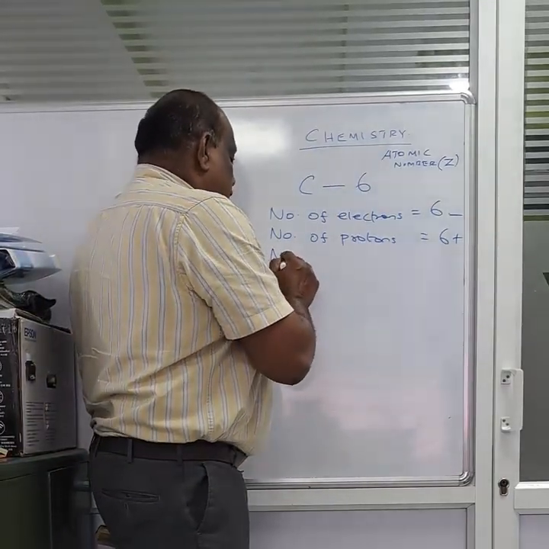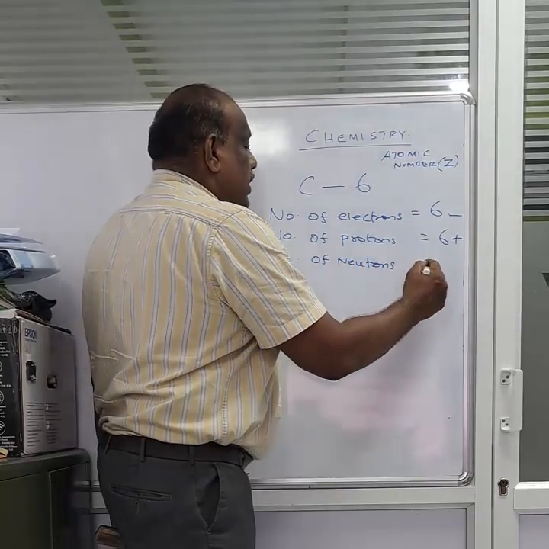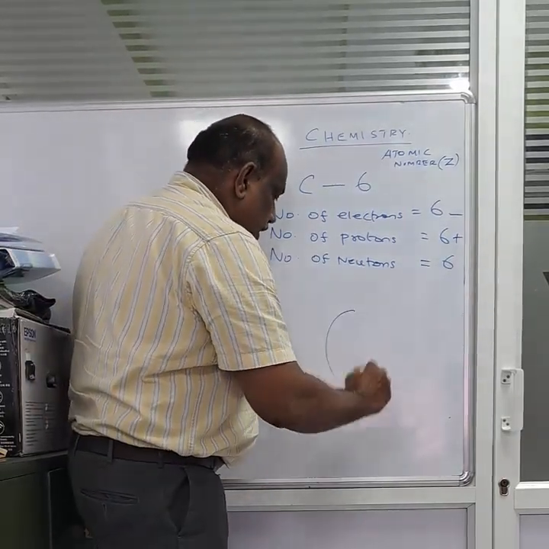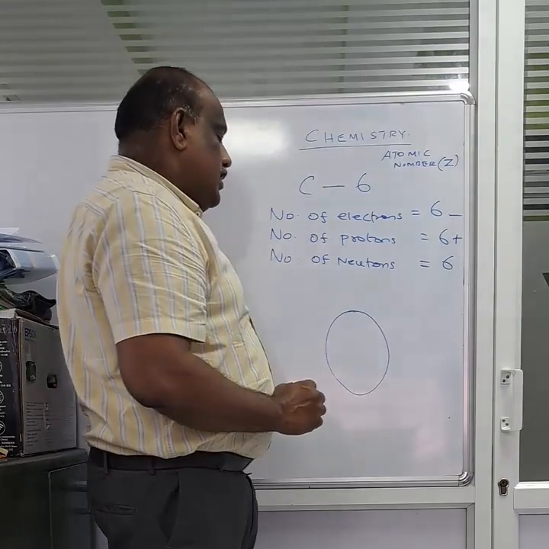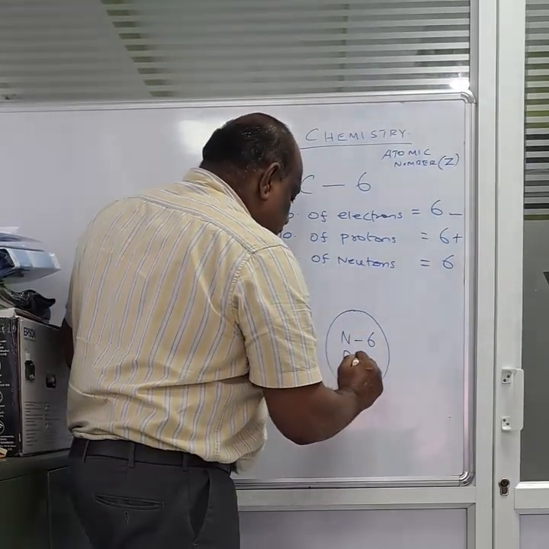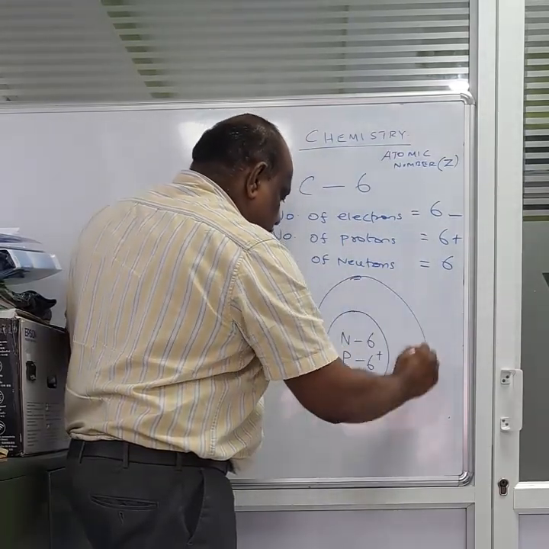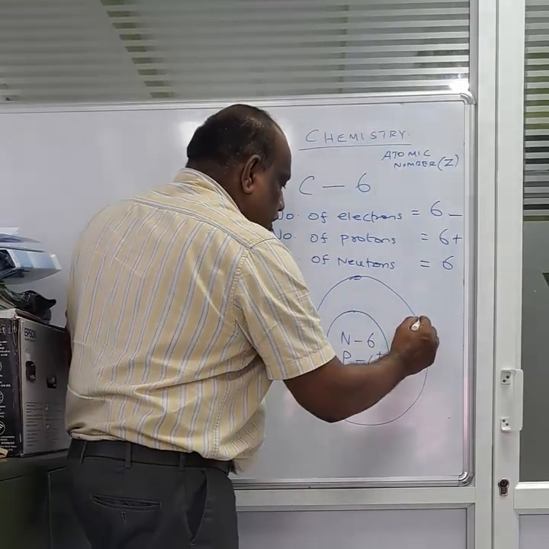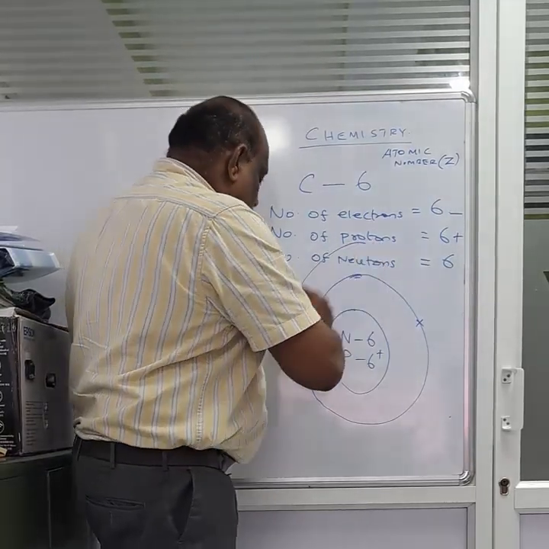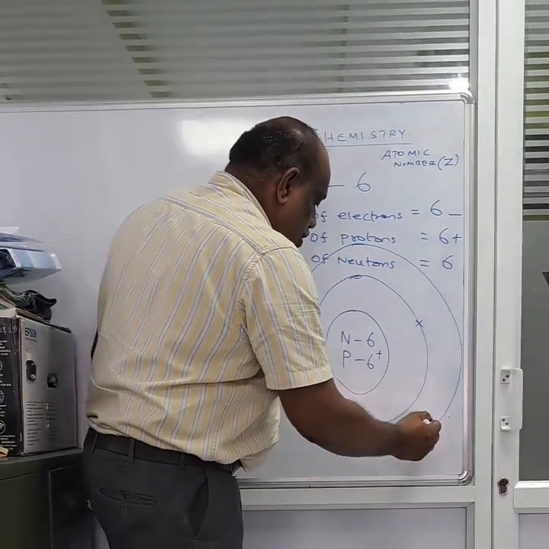Let us say the number of neutrons in the case of carbon is also 6. So I can put it like this. The nucleus will have the neutrons and protons: neutrons 6, protons 6. And coming to the electrons, the first orbit can hold only 2 electrons. In the next orbit, it can hold 4 more electrons.